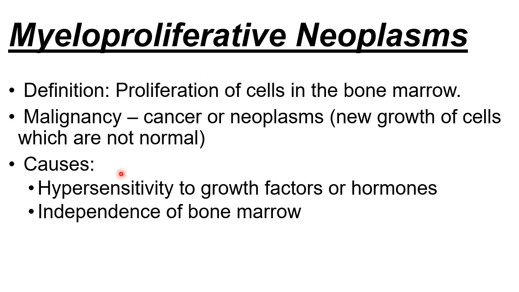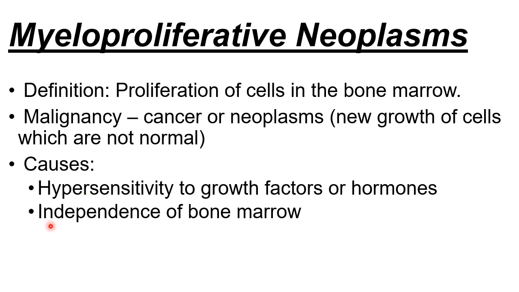What are the causes or the pathophysiology of your myeloproliferative disorders? Number 1, hypersensitivity to hormones or growth factors. Halimbawa lang, no, hypersensitive ang bone marrow mo sa erythropoietin. Erythropoietin is a hormone that induces erythropoiesis or RBC production. Kung halimbawa na kahit nasa mababang levels lang yung EPO mo, if overreacting si bone marrow, it will produce a lot of RBC kahit hindi pa kailangan.